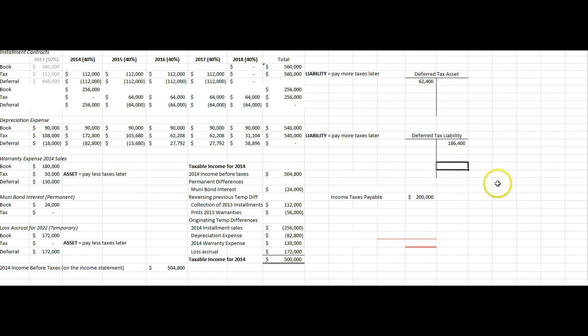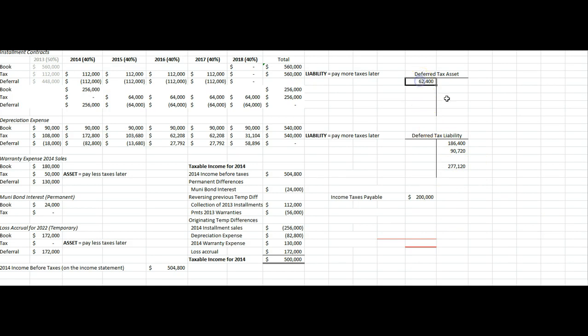Well, what should our balance be in our deferred tax liability account now? Well, it should be this original balance minus 40% of this number that reversed out, plus 40% of this number, the new deferral for our new installment contracts, plus 40% of the depreciation expense on our tax return that is higher than on our books. So when you do that arithmetic, you discover we should have a balance of 277,120. We have a balance of 186,400. To get to a balance of 277,120, that means we would have to credit that account for 90,720 to end up with this desired balance.